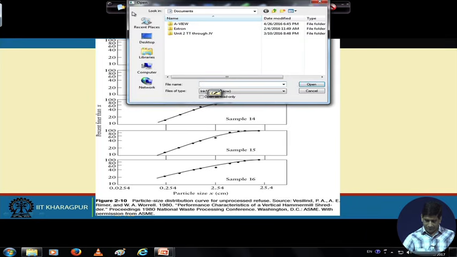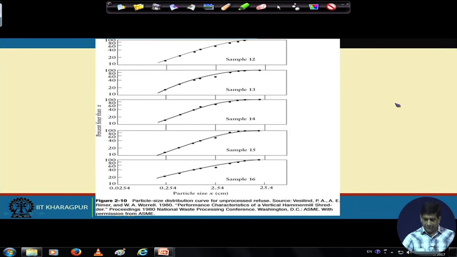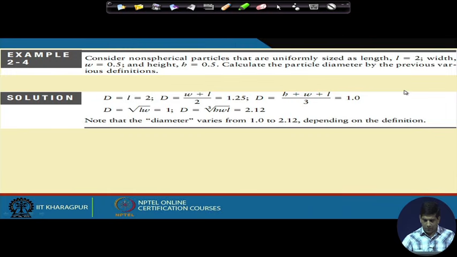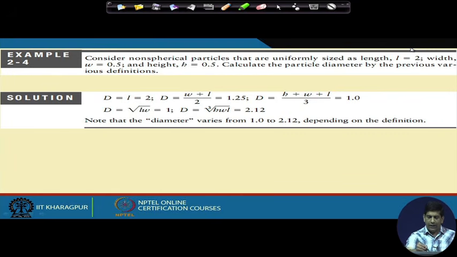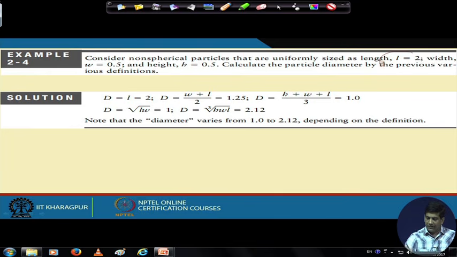Let's look at the other example. We'll look at how to calculate the particle diameter if you take a non-spherical particle for which the length is given to us, the width is given to us, and the height is given to us. We have to calculate the particle diameter by using a definition.